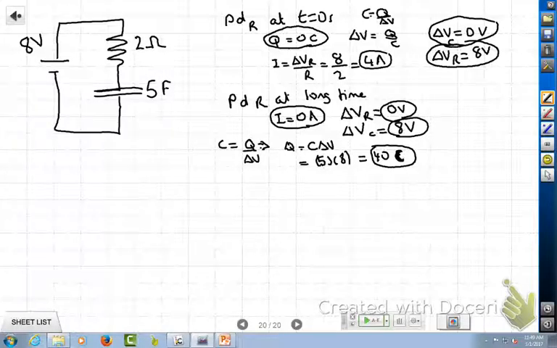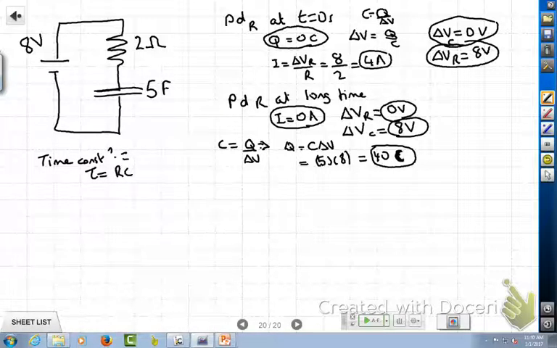So now there's another question I can ask. Time constant. What is my time constant? Tau is equal to RC, which equals 2 times 5, which equals 10 seconds. There's another thing I can ask you.